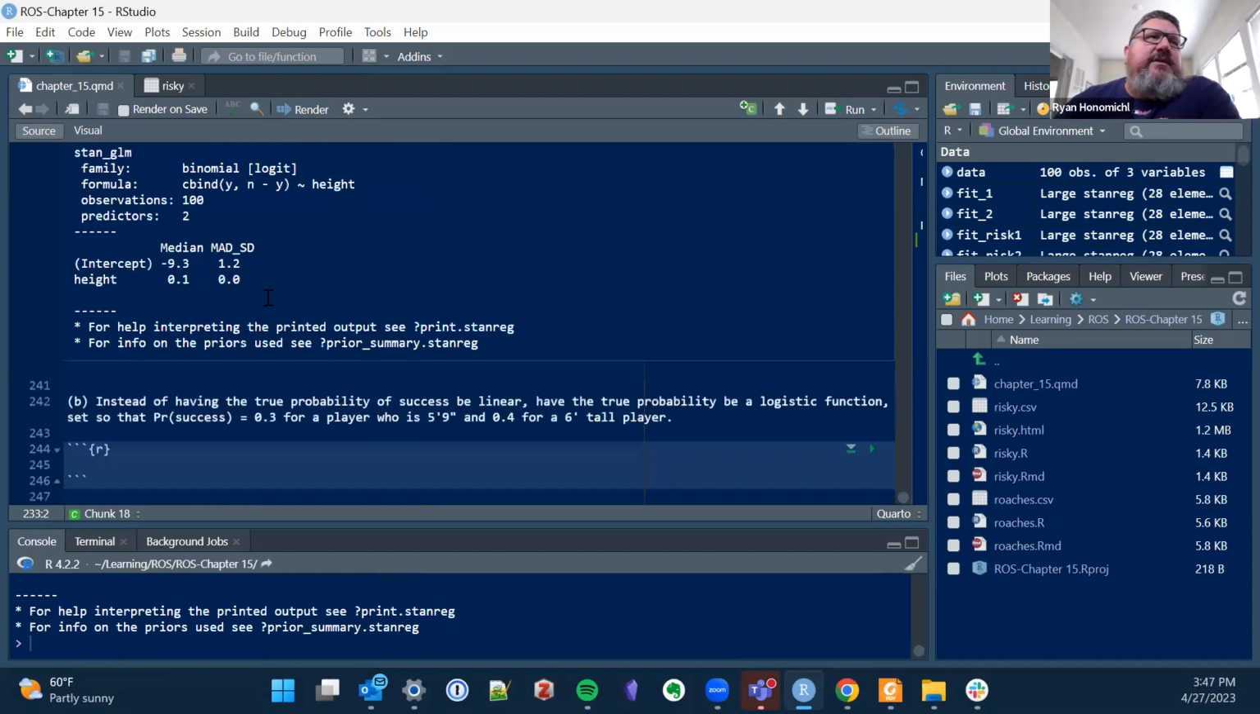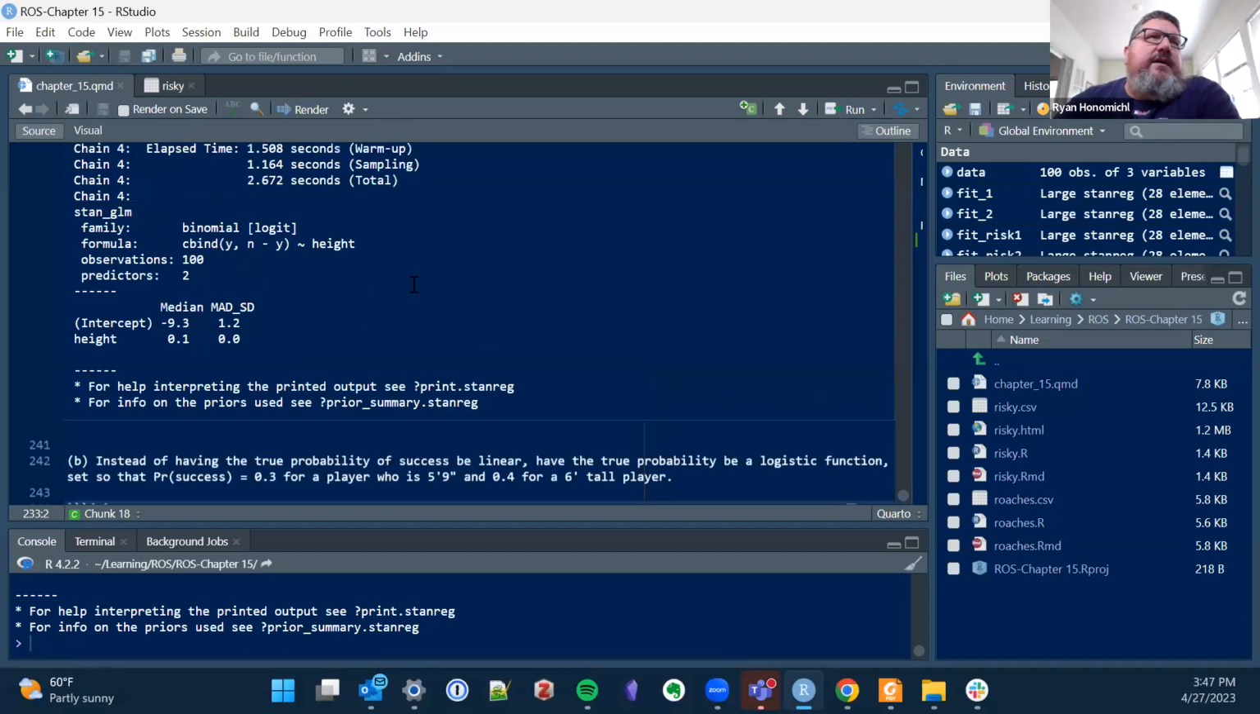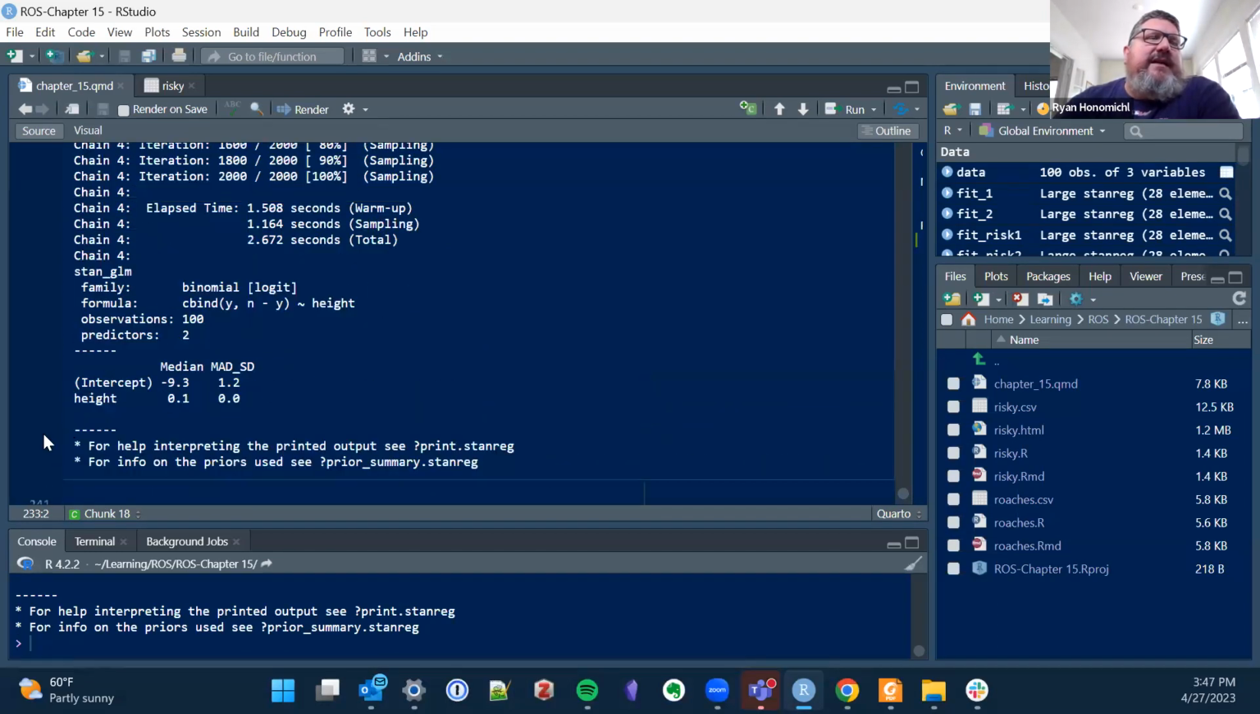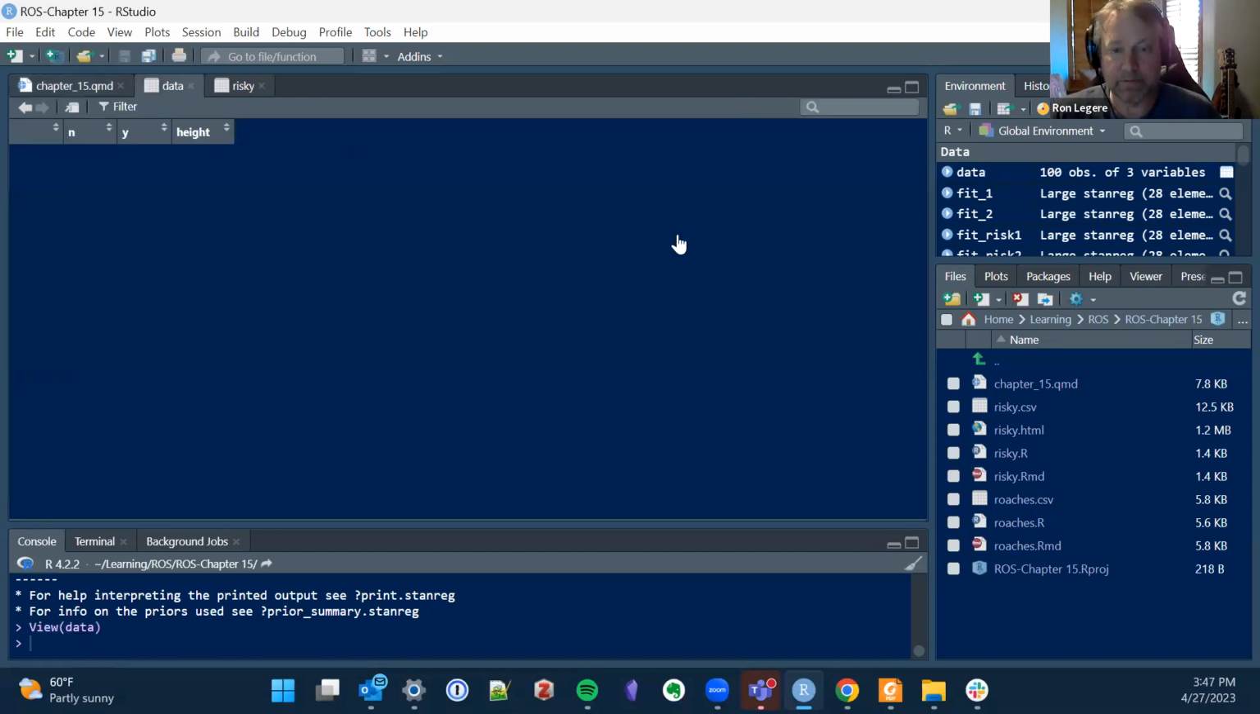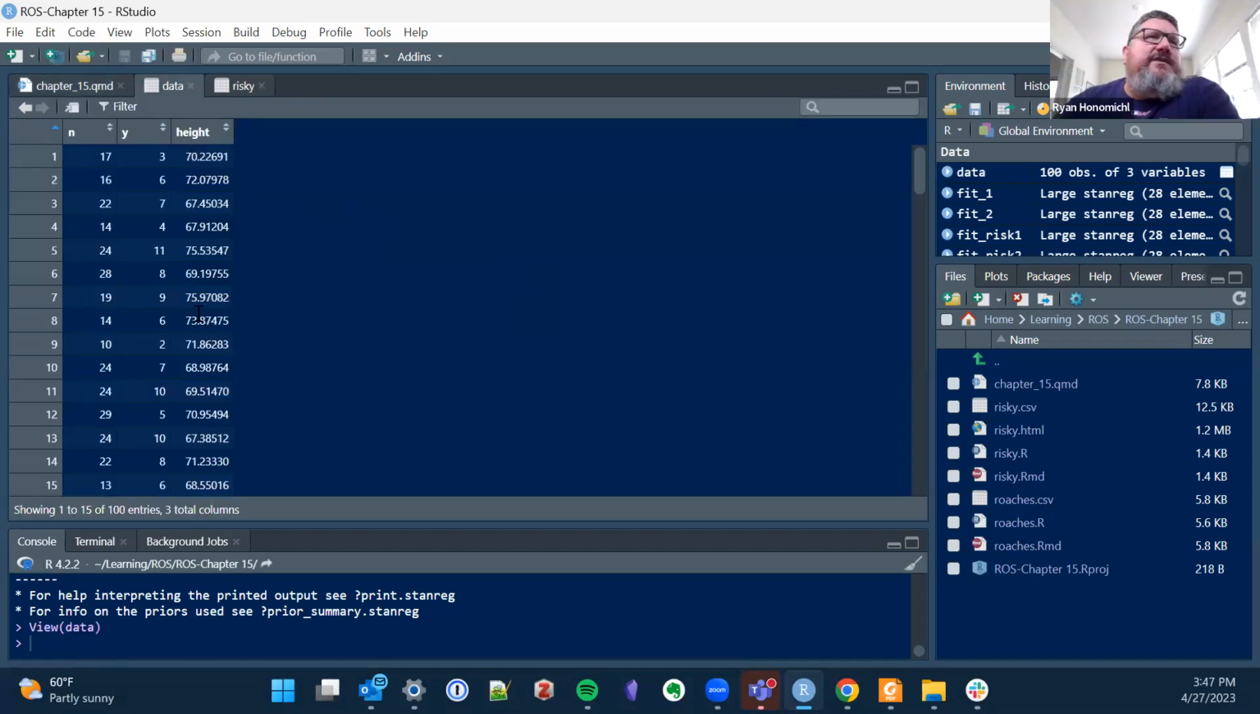I haven't even looked at this yet, so I didn't have a chance. I'm assuming this means for every inch in height, and that should match what you put in the model. Height is in inches, I'm assuming. This is the number of shots that they took, this is the number of makes, and this is how tall they are.